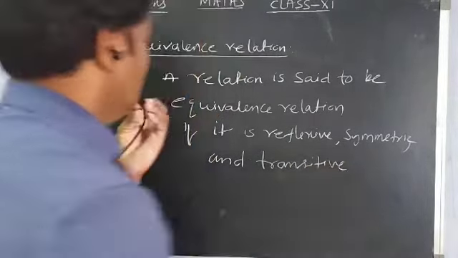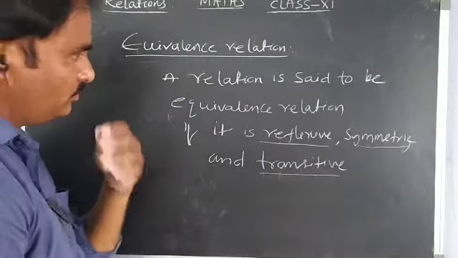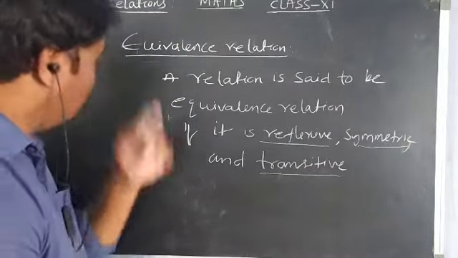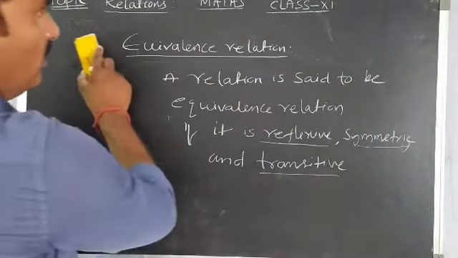A relation is said to be an equivalence relation if it is a reflexive relation, a symmetric relation and a transitive relation. So it is called an equivalence relation. Let me give one example for an equivalence relation.